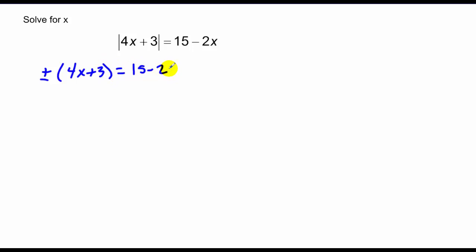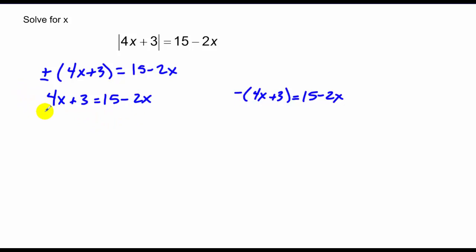And we just handle it like we would any other equation in one variable with two variable terms on either side. We say we've got 4x plus 3 equals 15 minus 2x. That's one equation. And then we have our opposite of 4x plus 3 equals 15 minus 2x. So let's deal with the problem on the left-hand side first. We add 2x to both sides and subtract 3 from both sides, giving me a 6x and a 12, dividing by 6 on both sides gives me x equals 2.